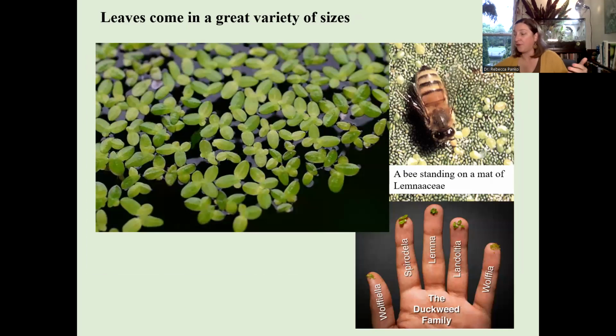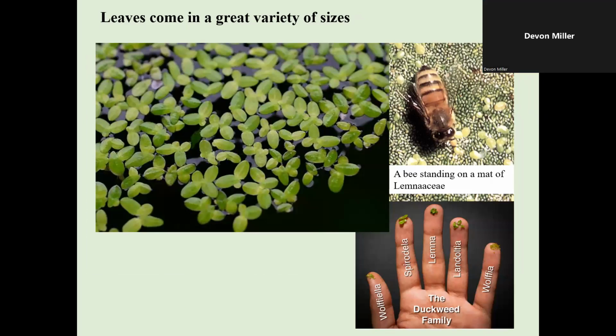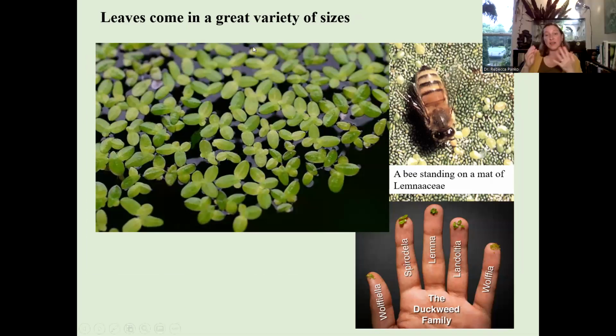In addition to a lot of different shapes, leaves come in a lot of different sizes as well, depending on the species. So this is an example of a very, very small leaf. This comes from an aquatic plant that's in the family Lemnaceae. I think there's an extra A in there, but don't worry about that. The common name is the duckweeds.